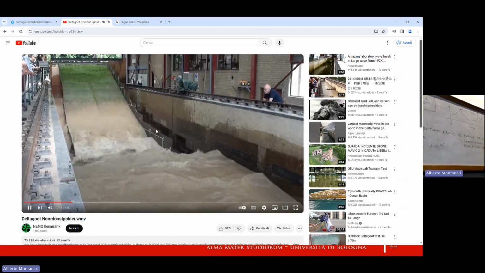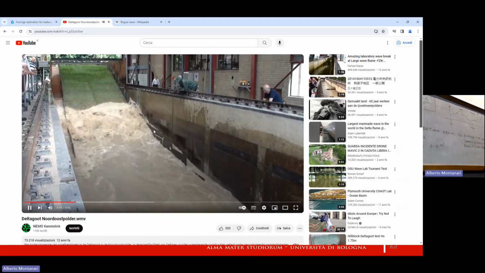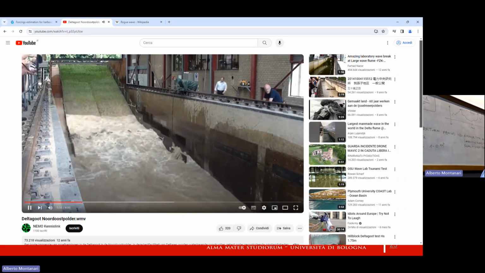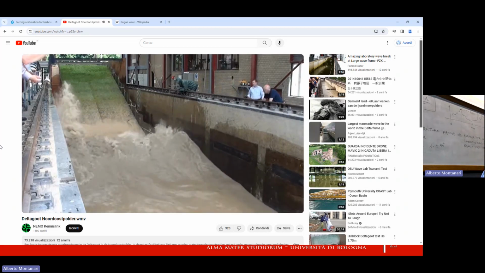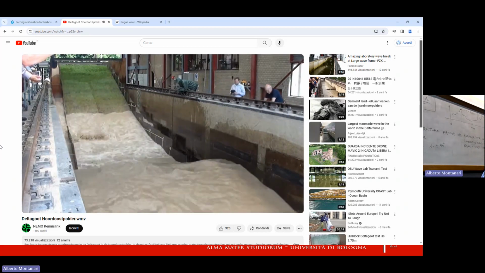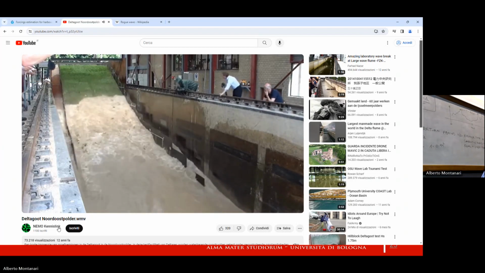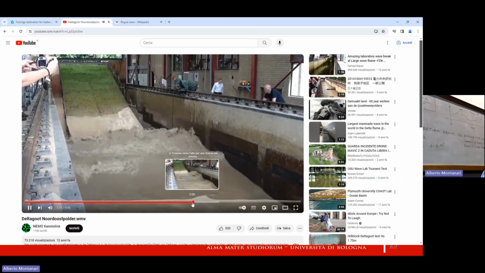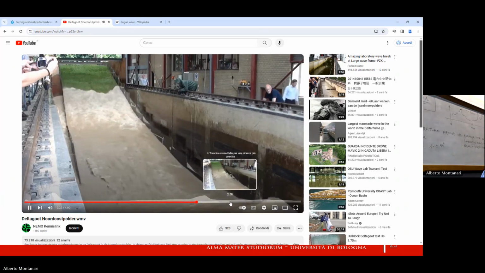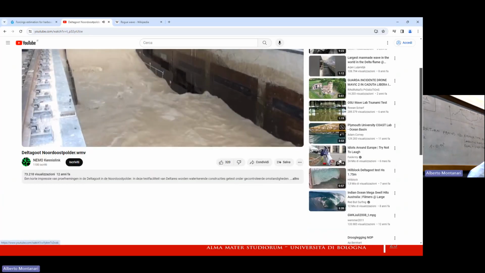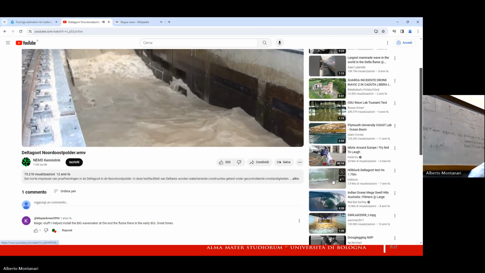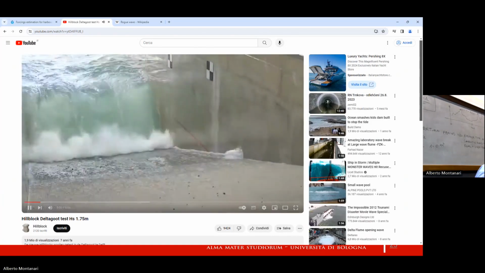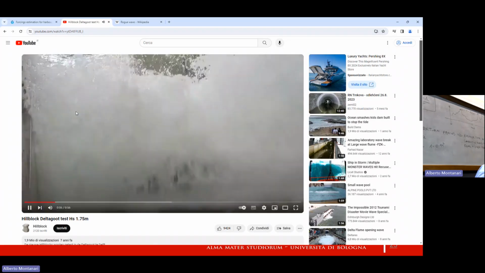I didn't put the glass there. Sorry? I think I put a glass on the left here, probably because they want to see if the wave reaches that level. I'm not sure. Let's move forward and see what happens. I think this is again Deltares. I think it is the same experiment.